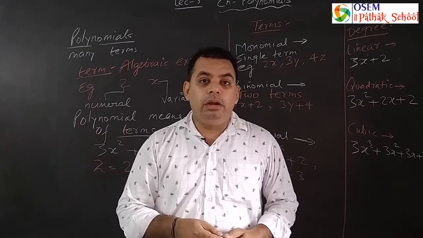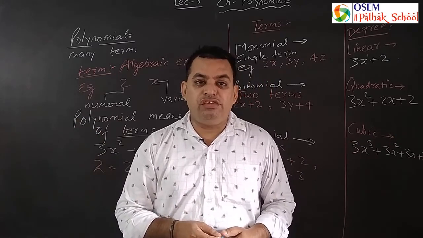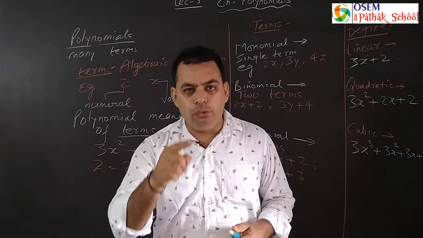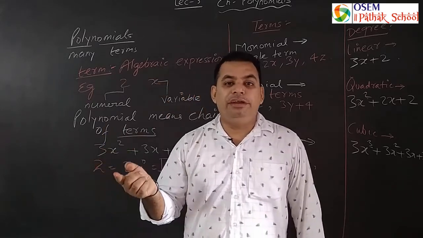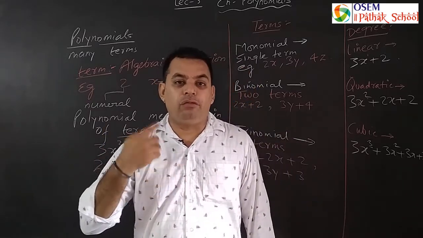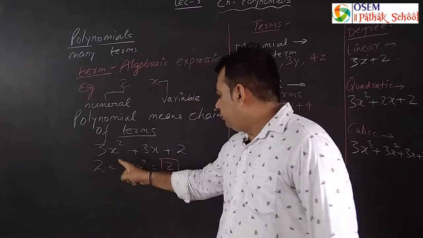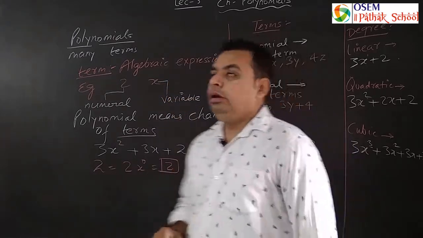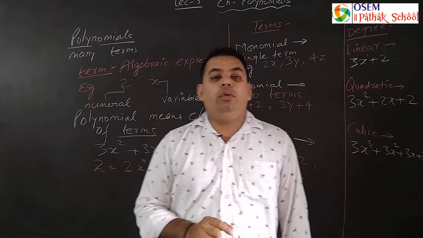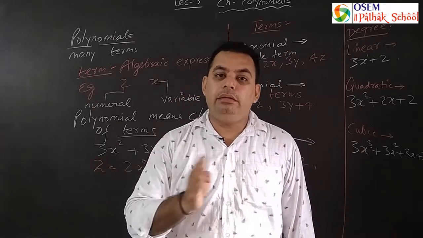Now what is a term? A term is an algebraic expression comprising a coefficient or numeral and a variable. A variable can be any English alphabet from A to Z. Now polynomials are classified on the basis of terms and degree.